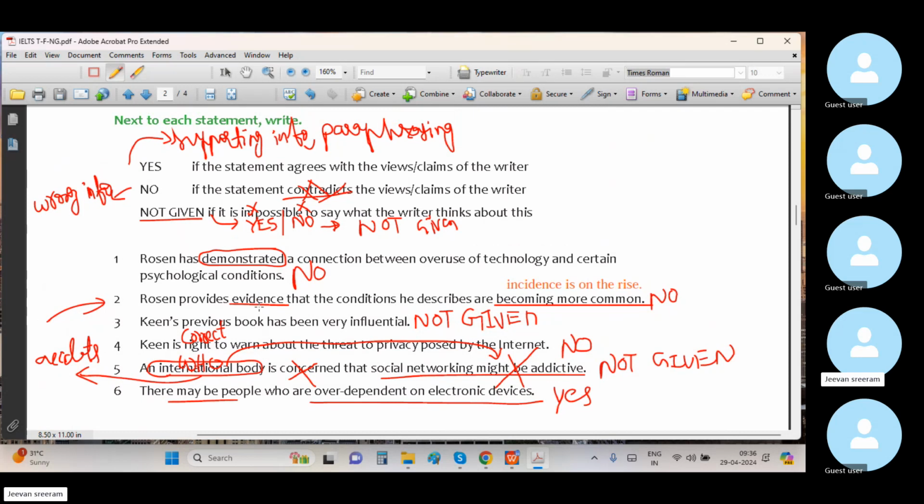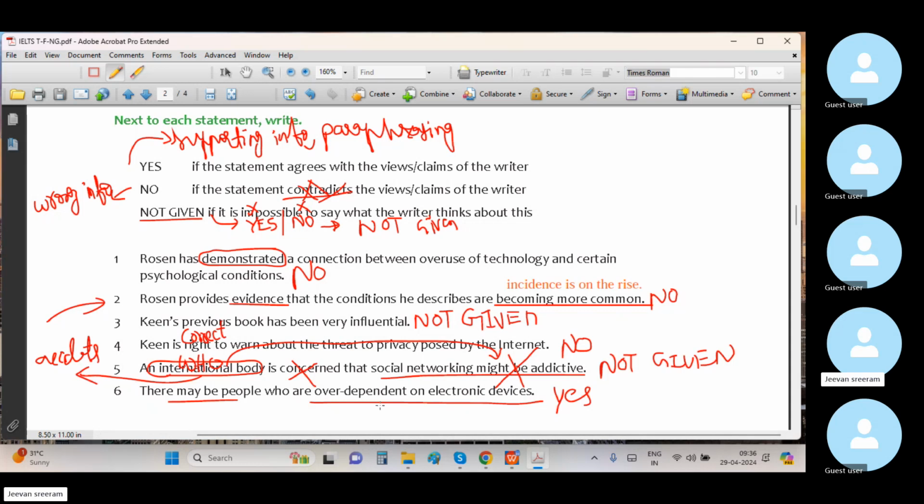So please observe, these are the answers. The first one is no. The second one is also no. The third statement is not given; it is nowhere mentioned whether it can affect people or not. The next one is no. It's wrong information; the author felt Keen was wrong. And the fifth one, international bodies: WHO has not actually worried about the addictiveness of social networking. The data presented by the international body was about accidents and cars, presented by the author. It's not even mentioned about concern, and also not about the addictiveness of social networking sites, so it must be not given.